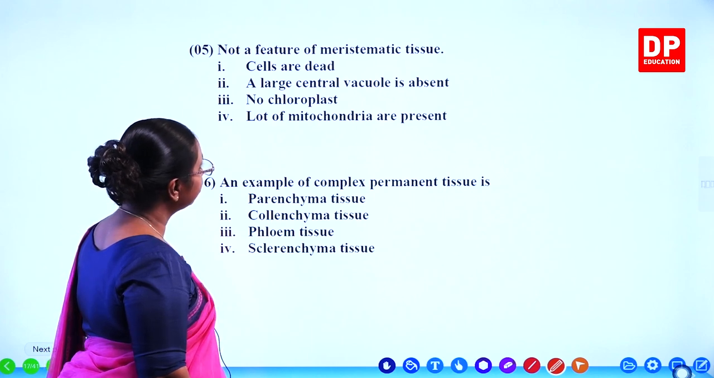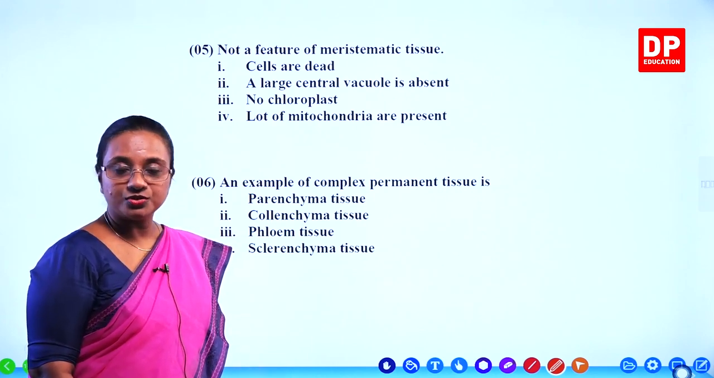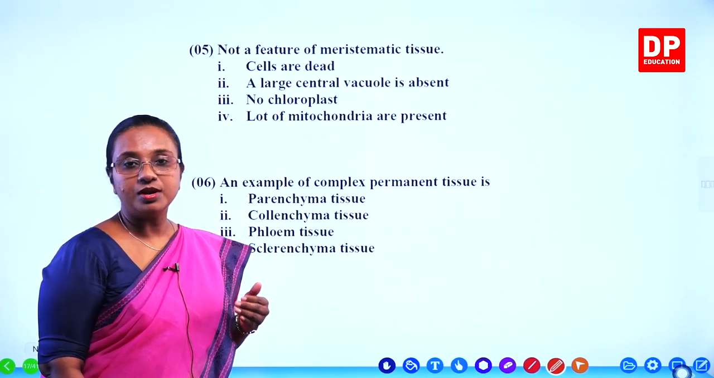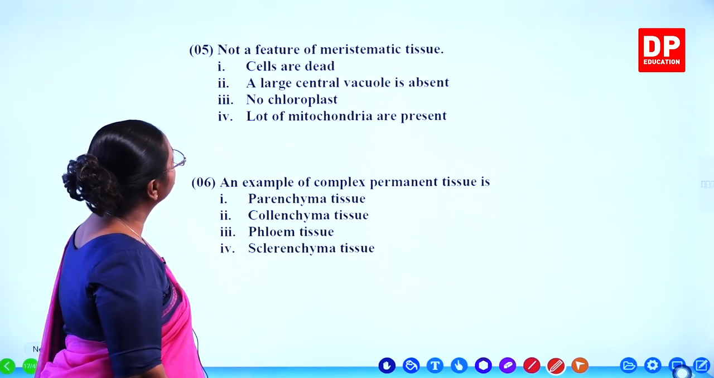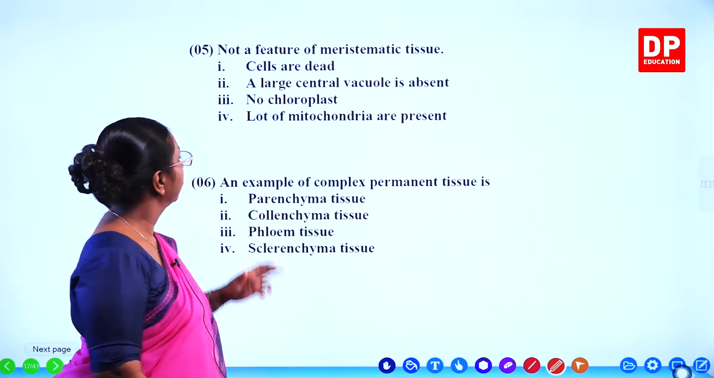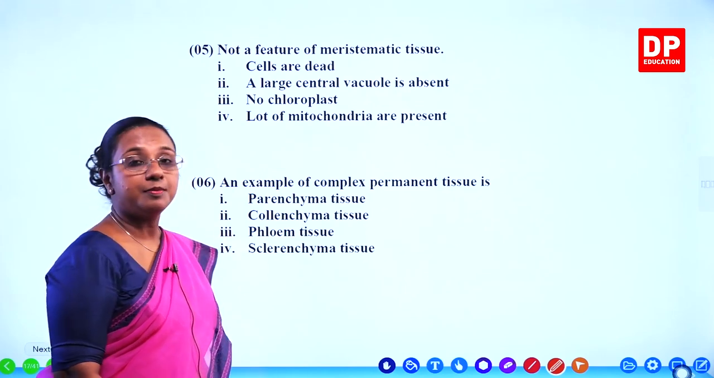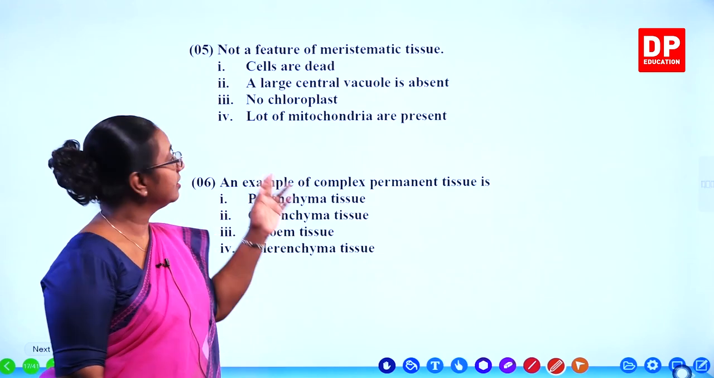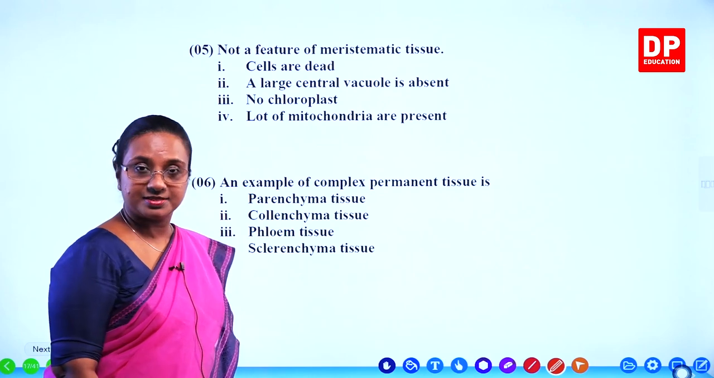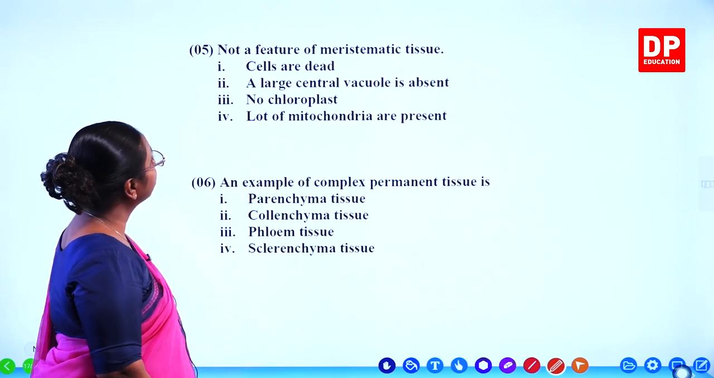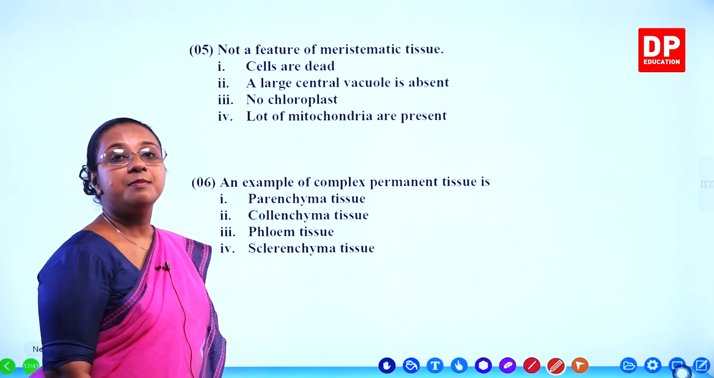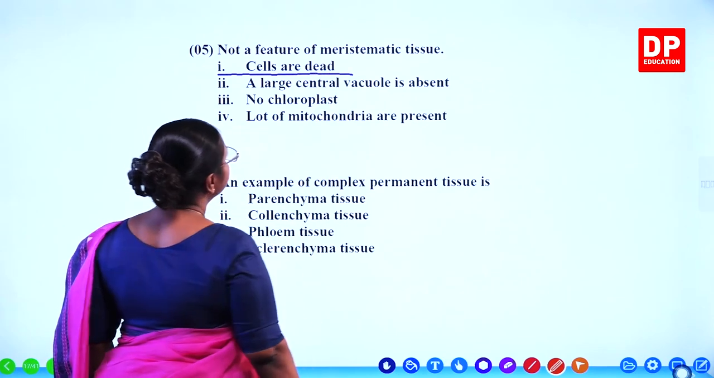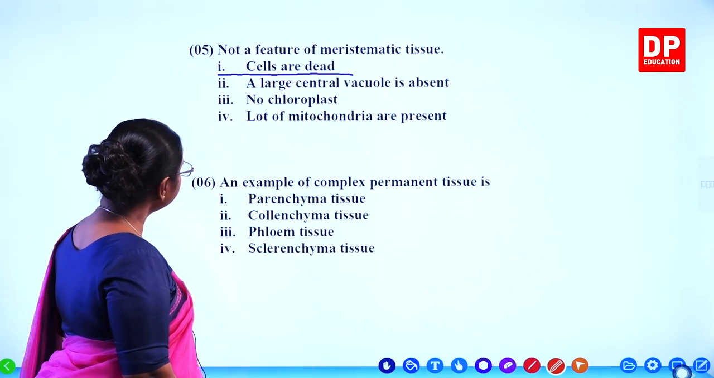A large central vacuole is absent. That is also correct. Either there is no vacuole or there will be very small vacuoles. No chloroplast. That is also correct. Lot of mitochondria are present. Because energy is needed for the cell division, there are lot of mitochondria present. So since we have to find the feature that is not a feature of meristematic tissue, the first one is the correct answer. Cells are dead. Next question.